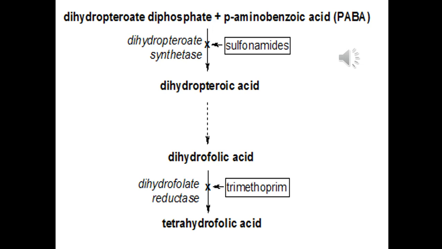Also, trimethoprim will inhibit dihydrofolate reductase. It means prevent formation of tetrahydrofolic acid only in microorganism, not interfere with the human biosynthesis pathway. This is most important point.